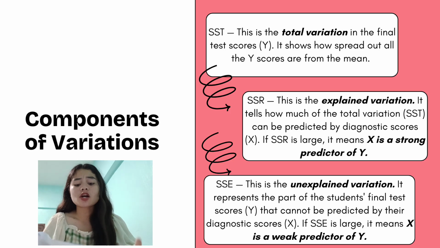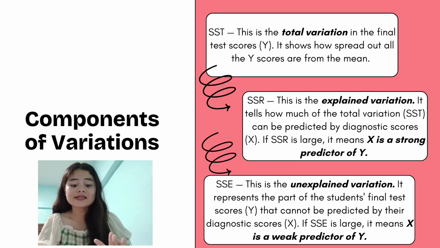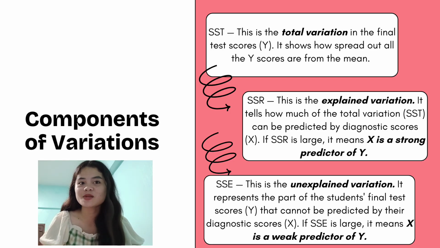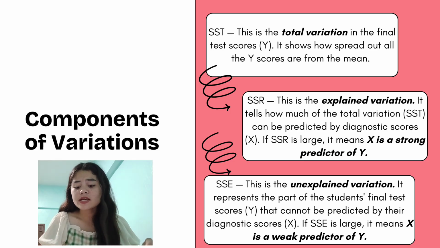When you say SSR, this is the explained variation. It tells how much of the total variation can be explained or predicted by the diagnostic scores, or the X. If the SSR is large, it means the X, or the diagnostic scores, is a strong predictor of the final scores.